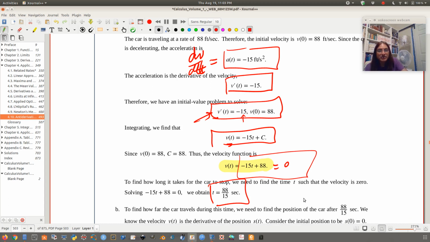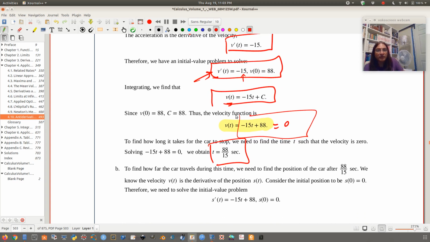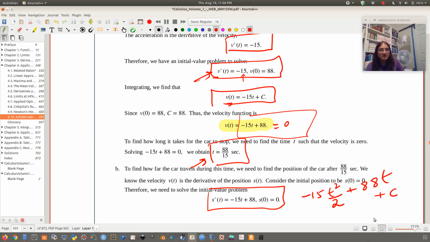Now, how far does the car travel during this time? Okay, now we have a formula for the velocity, but velocity is the derivative of the position function. Initially, let's say we were at position 0. We have to say how much did we travel during this time. So the time is 88 over 15. So now we will solve another differential equation. ds over dt is this. So do the antiderivative of the right-hand side. We'll get minus 15t squared over 2 plus 88t plus a constant. This is now our position function.